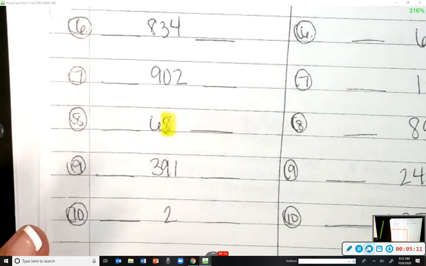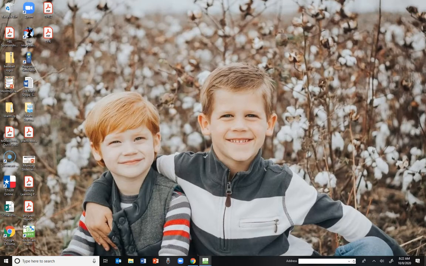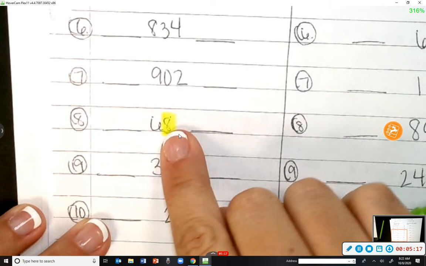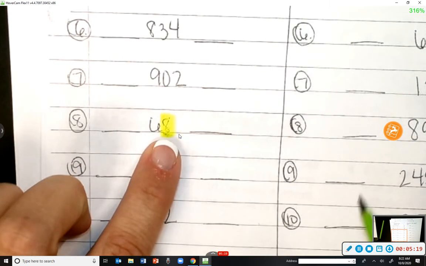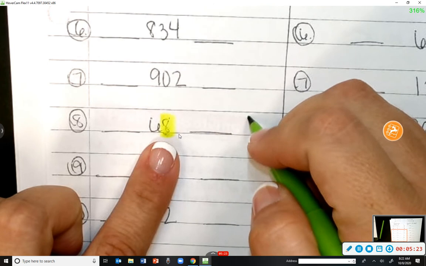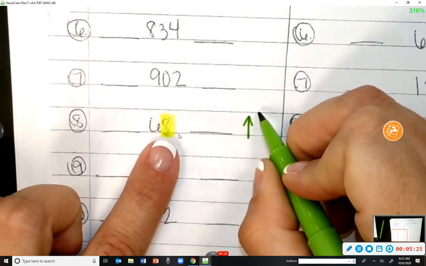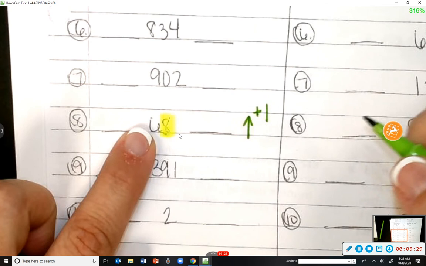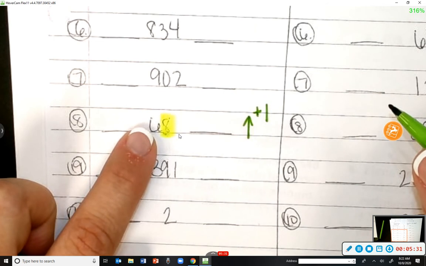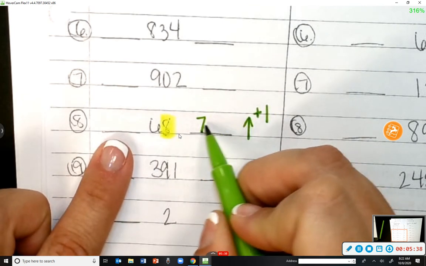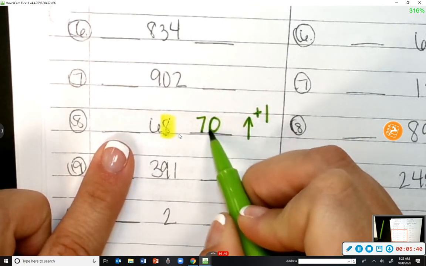Okay, so let's check and see what you got. So we're looking at the ones digit, and the ones digit tells me to round which way? Up. Good. Now when I round up, that means I'm going to add 1 to the place that I'm rounding to, the tens place, since we're rounding to the tens. So 6 becomes 7, and the numbers behind turn to a 0.